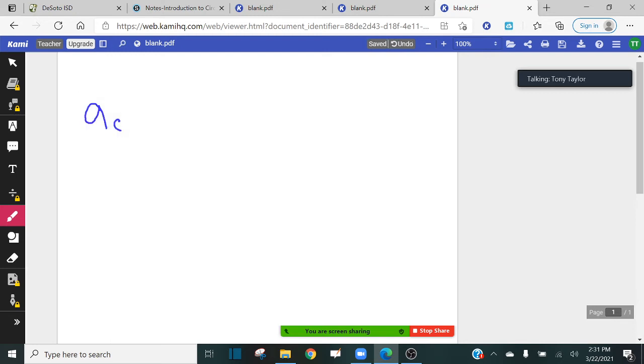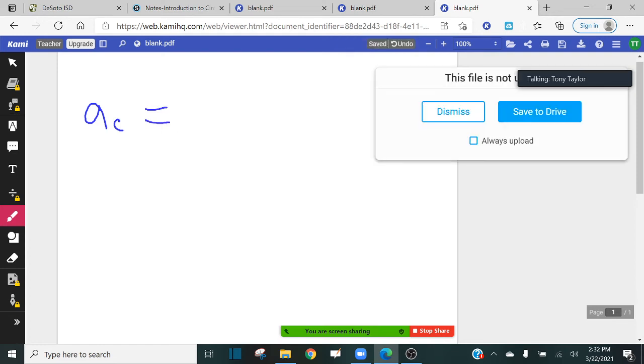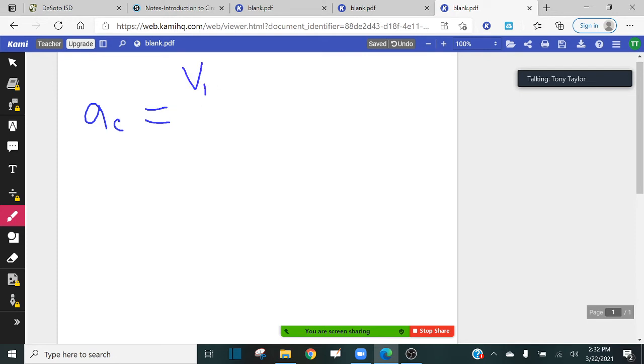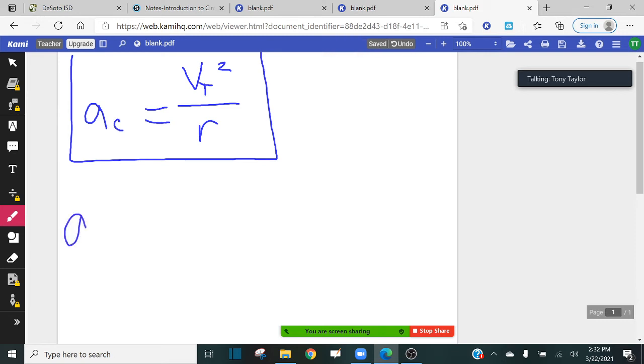So here's the equation you guys are going to be using for your assignment. An object's centripetal acceleration is equal to the object's tangential velocity squared divided by the radius of the circle. So this is the equation you guys are going to use to do your assignment. So AC here means centripetal acceleration. And I'm just going to write down what these terms mean.